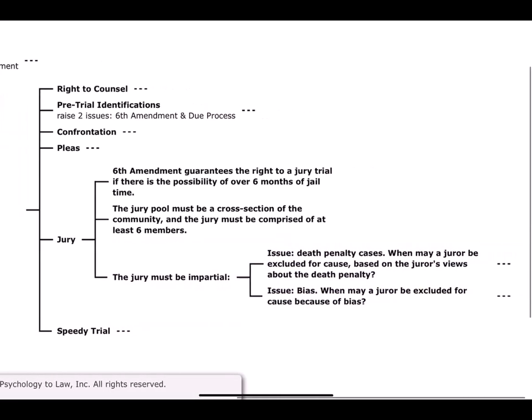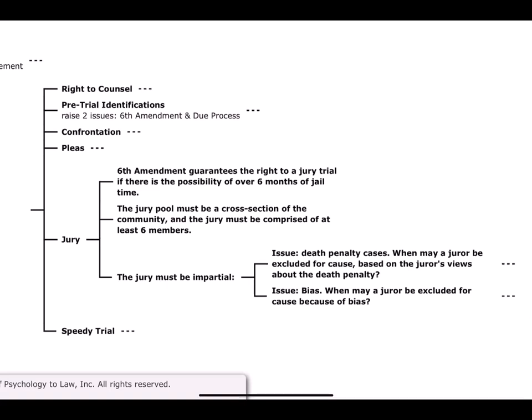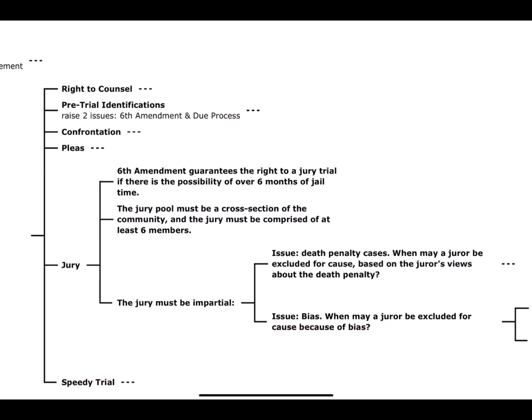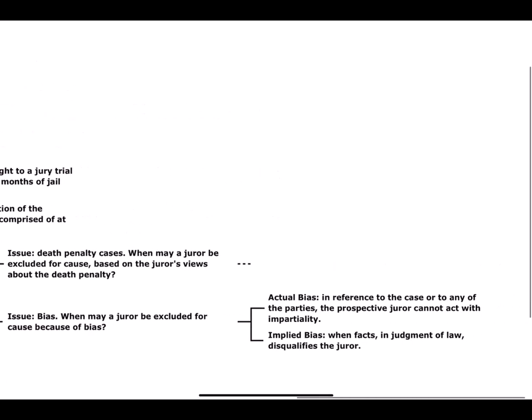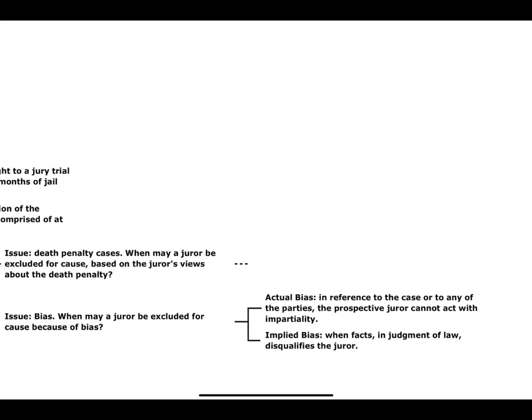the jury must be a cross-section of the community comprised of at least 6 members, and the jury must be impartial. The issue here is the issue of bias. When may a juror be excluded for cause because of bias? There are 2 kinds of bias, actual and implied. And what we're dealing with here is implied bias in these facts.